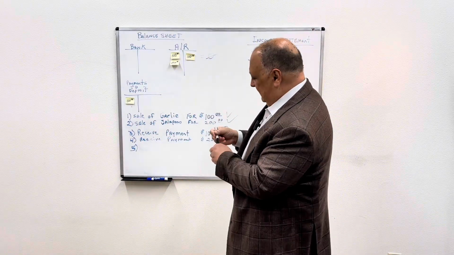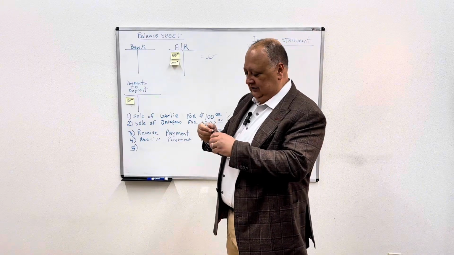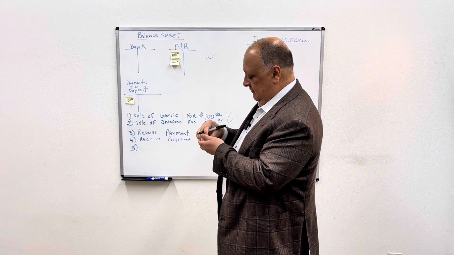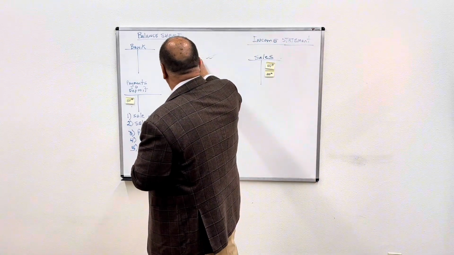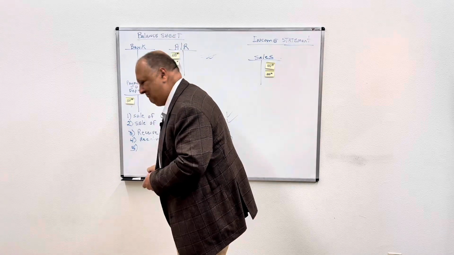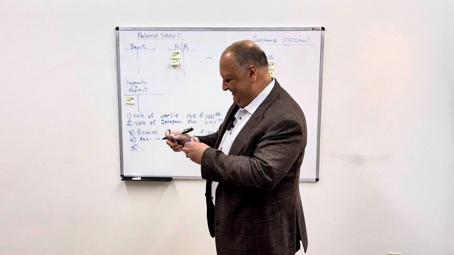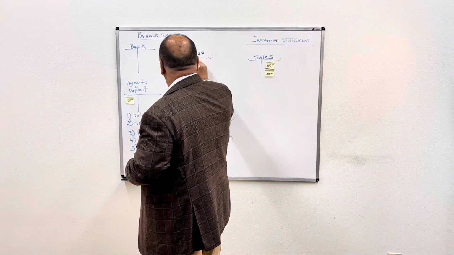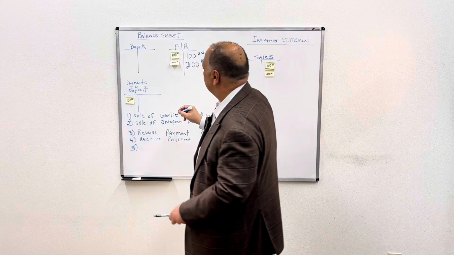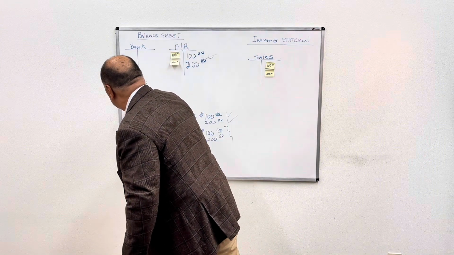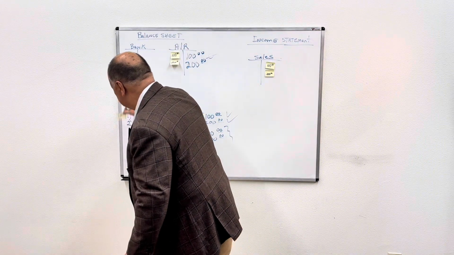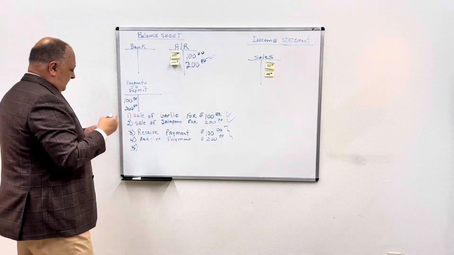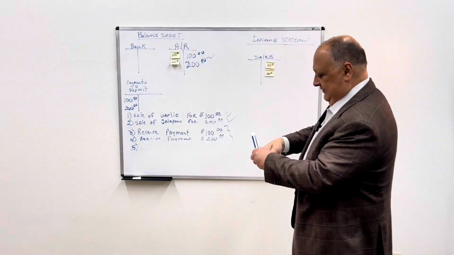Then the other client comes in and gives me a $200 check. So now I go $200. This is not working very well, so I'm going to put the $100 here and show the $200 here. I'm going to take this off and put the $100 right in here. All right, make it real easy here.